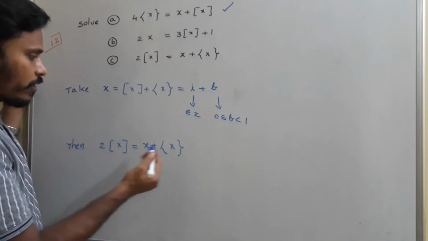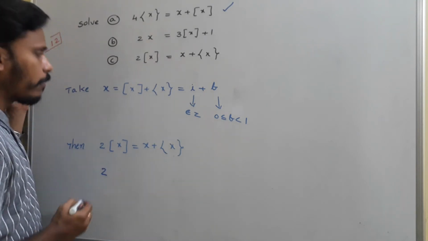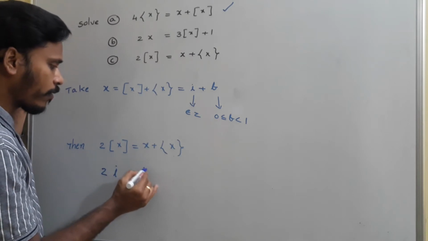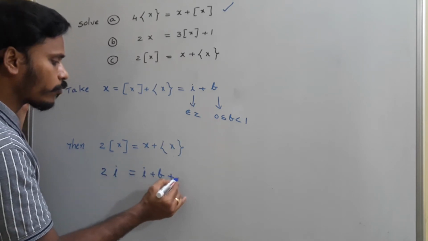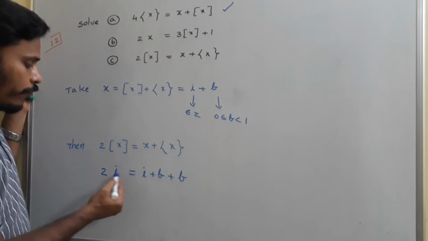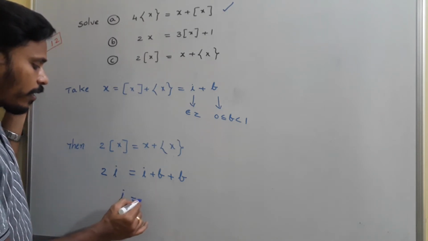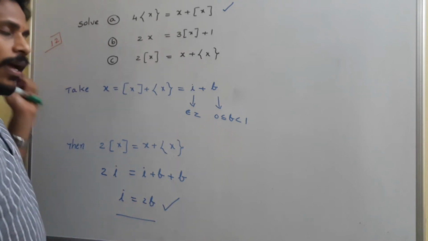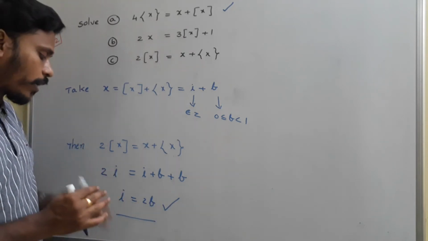Okay, 2 times the step x. So how can I write 2 times the step x? The step x is simply i here, so 2i is equal to x, which is i plus f, plus, what do you say, the fractional part of x, again it is f. So from there, if you send i to this side, you will clearly get i is equal to 2f. This is the relation between the integral part and the fractional part of x.